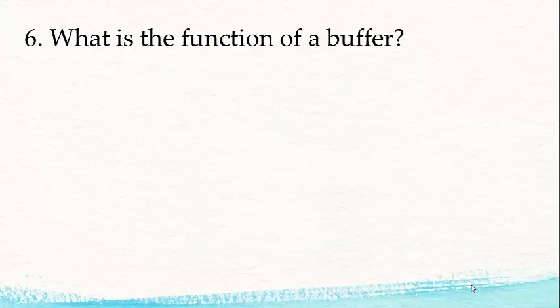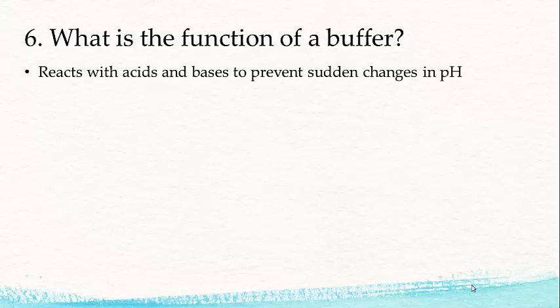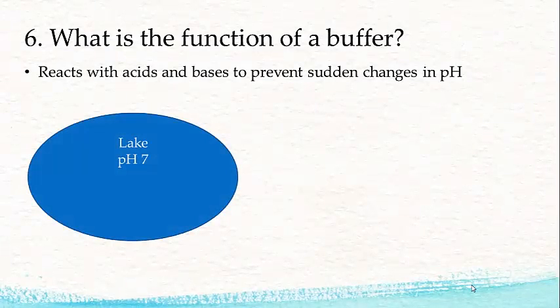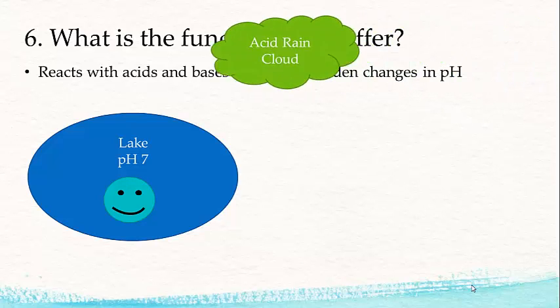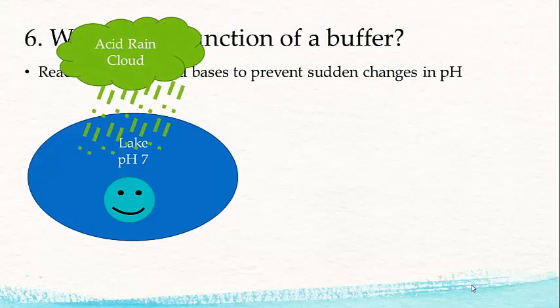Next question asks us, what is the function of a buffer? A buffer is something that reacts with acids and bases to prevent sudden changes in pH level. So, let's say that we have a lake, and the lake is at pH 7, and living inside the lake is a nice, happy, little single-celled organism. One day, an acid rain cloud comes along and rains acid rain down on top of the lake.